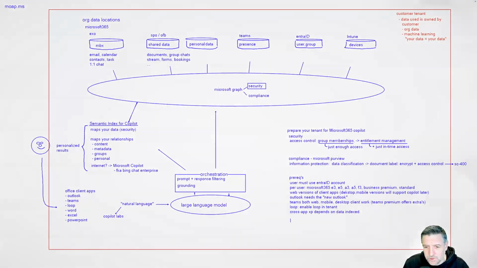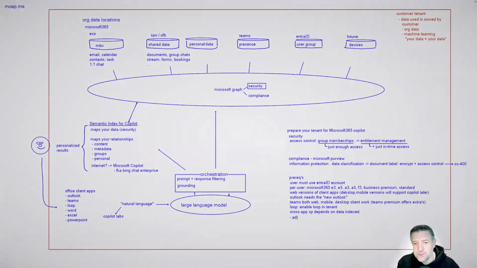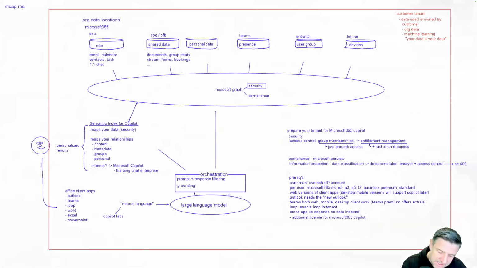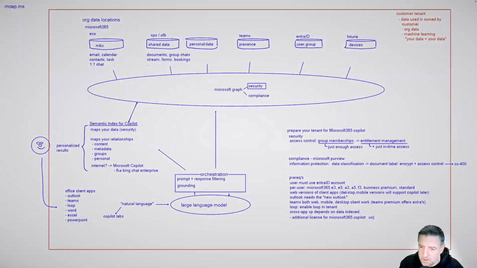Then there is also, let's say, something about the licensing. Like I mentioned, users must have a license at this point. It must be E3 or E5. But then, for every user, there is an additional license for Microsoft 365 Copilot. And that license, I only know the US dollar price, is $30 per user per month.